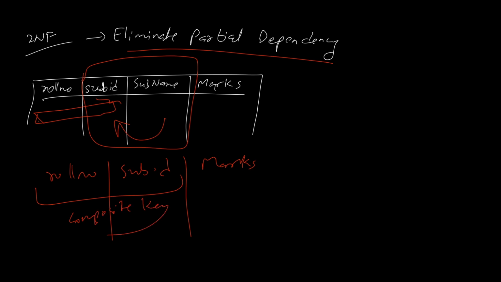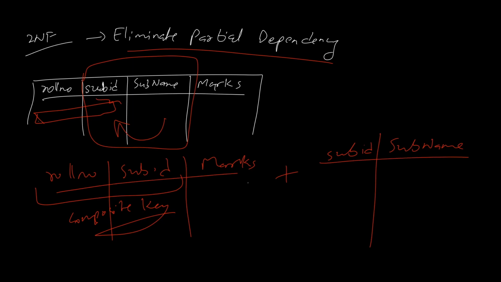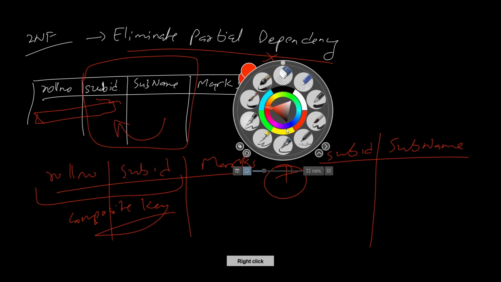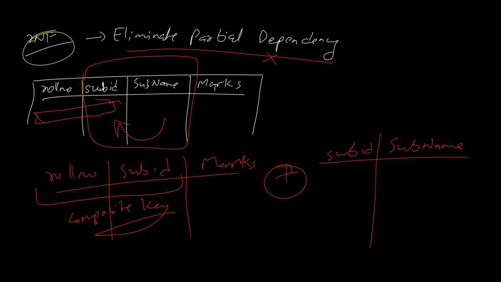So it does not depend on that. That's why we have this table plus a table with subject id and subject name, like that. That's how we eliminate the partial dependency and we make a relation between these two tables, which helps us to complete 2NF and normalize the table, normalize the relation.